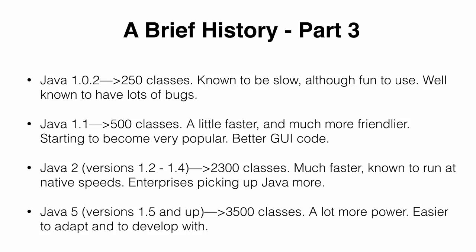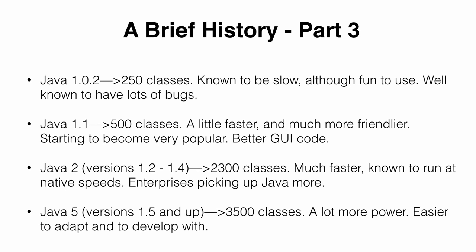Many people did criticize the JVM because it didn't run at native speeds, because it was using bytecode to run on each particular platform. Enterprises start picking up Java more, and you'll see in many big businesses Java is heavily used. The Fortune 100, the Fortune 500 companies, many of them run Java, especially in the banking industry. A lot of people love Java.